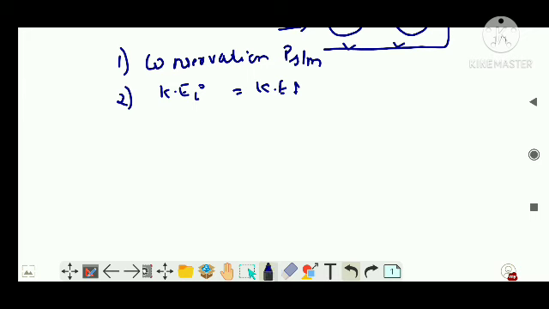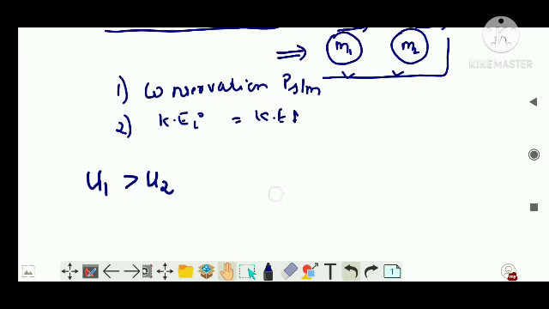Now let us say the same scenario. M1 has velocity U1, M2 has velocity U2. After collision, let's say M1 has velocity V1 and M2 has velocity V2. Now what happens? Suppose M1's velocity is greater than M2's velocity, that is, U1 is greater than U2. Then only can the mass M1 collide. Common sense, right? Let's move on to the first figure itself.